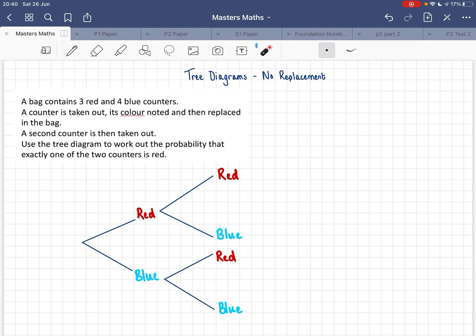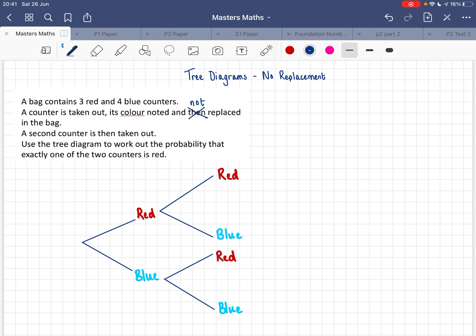I think I've cut off half of the question, so we're going to ignore that and say not replaced, because that's what I wanted to go through with you. So a counter is taken out, its colour noted and not replaced in the bag. You are keeping that counter somewhere else, in your hand, in your pocket, on the table. It's not going back in the bag with the rest of the counters.